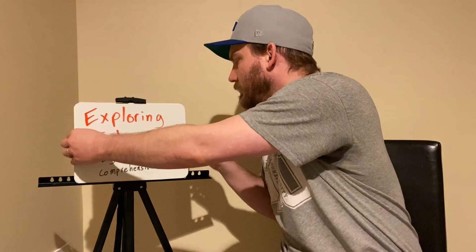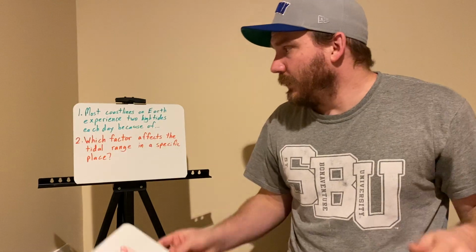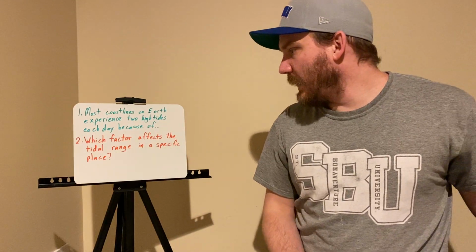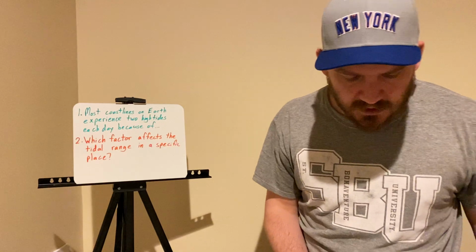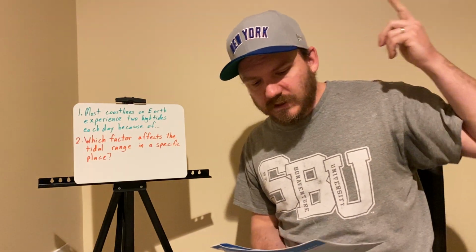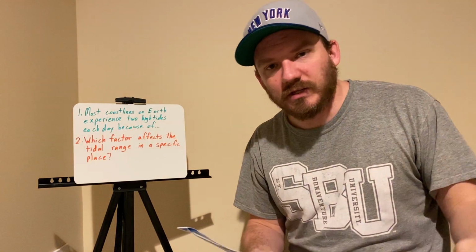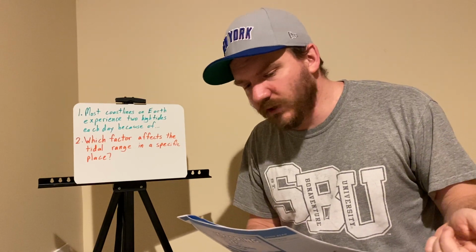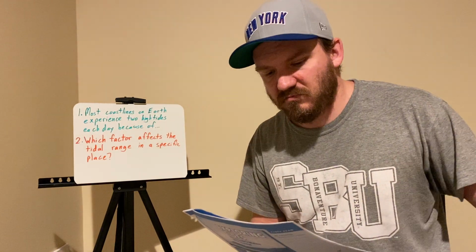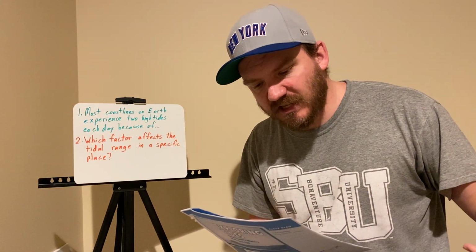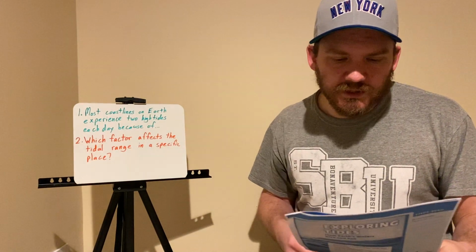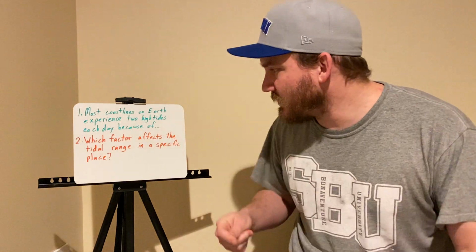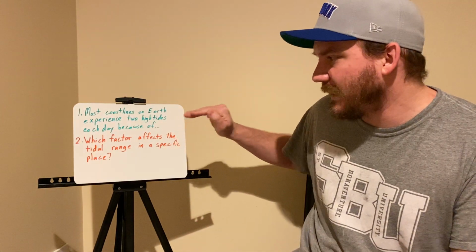So now we're on to these questions. 1, most coastlines on Earth experience 2 high tides each day because of... So it's talking mainly about the gravity of the sun and the moon. Only one of these choices even has the word gravity, and the rest of them don't necessarily make sense, except for the other one talking about rotation. The one that says gravity is talking about the sun's gravity, and the sun's gravity was not really that big of a factor in here.